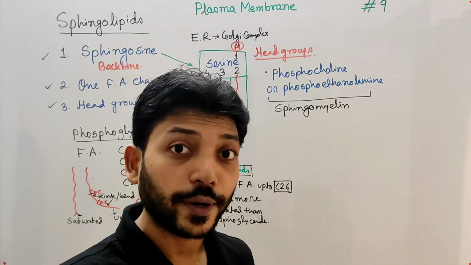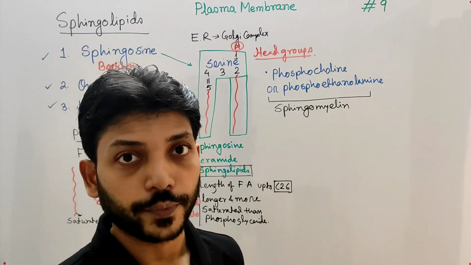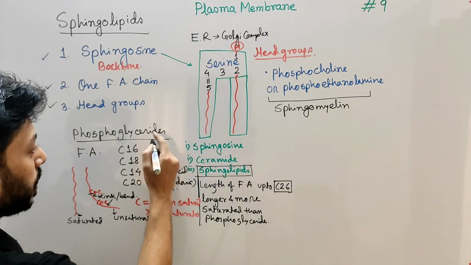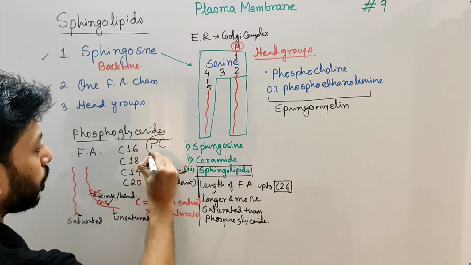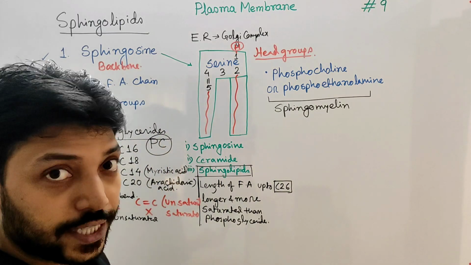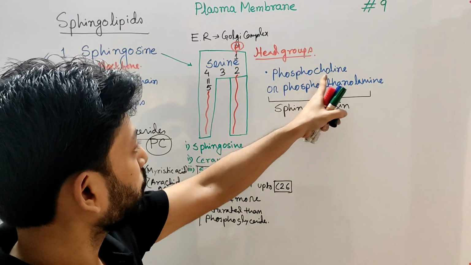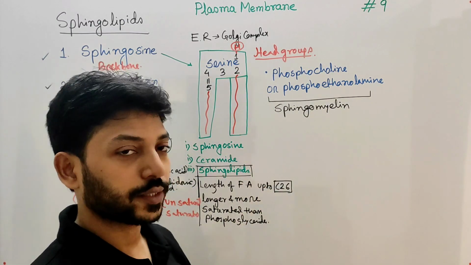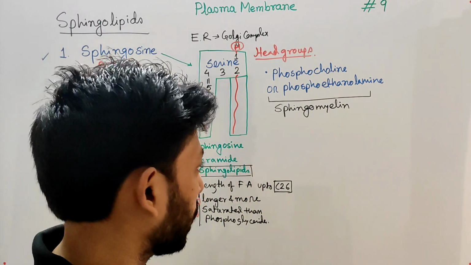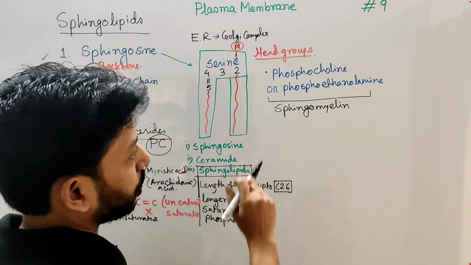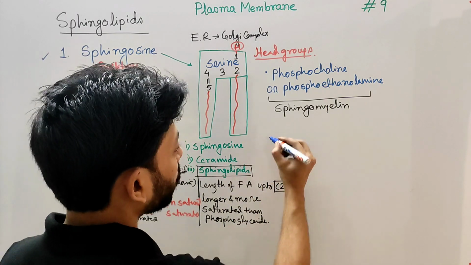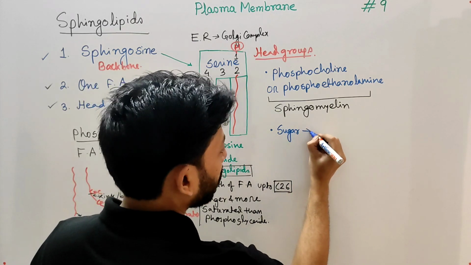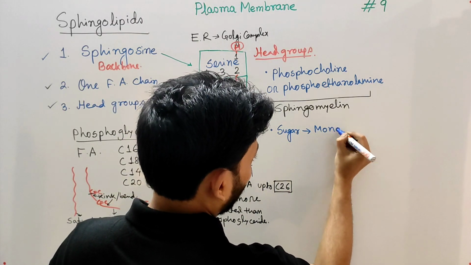Sphingomyelin is the most abundant sphingolipid in the plasma membrane. Like in the case of phosphoglycerides, phosphatidylcholine is the most abundant phosphoglyceride in the plasma membrane. So this phosphocholine is abundant in phosphoglycerides, and sphingomyelin is the abundant sphingolipid in the plasma membrane. So this is one kind of sphingolipid. Now the head group could be a sugar molecule, and the sugar could be monosaccharide in nature.